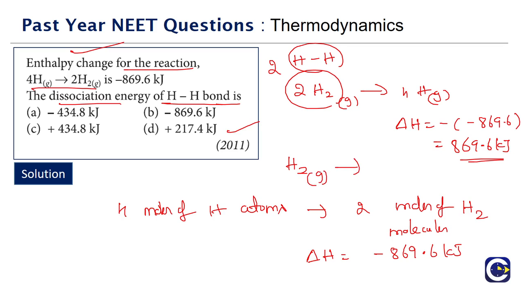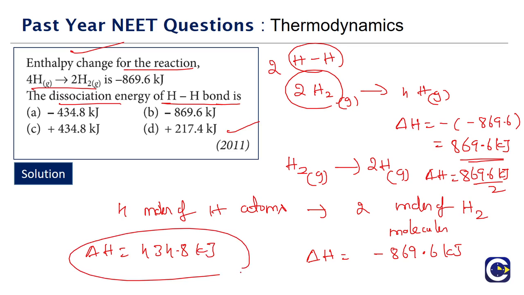Dividing both sides by 2, 1 mole of hydrogen molecules will dissociate to give 2 moles of hydrogen atoms. What will be the enthalpy change? When you multiply or divide a reaction by a factor, the enthalpy change is also multiplied or divided by the same factor, which means 869.6 kilojoules divided by 2. That will be 434.8.